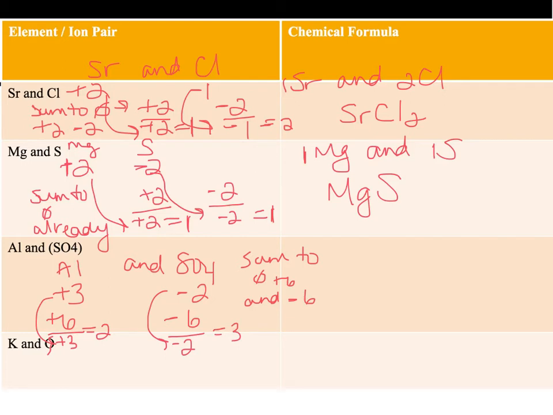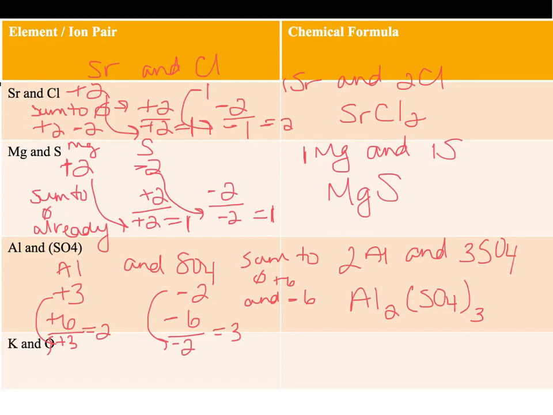So what this just told me is I need 2 Als, and 3 SO4s. Now here's how we're going to write that. Al2, and I'm going to put the SO4 in parentheses because the parentheses show that those atoms are grouped together, and put the subscript on the outside of the parentheses.